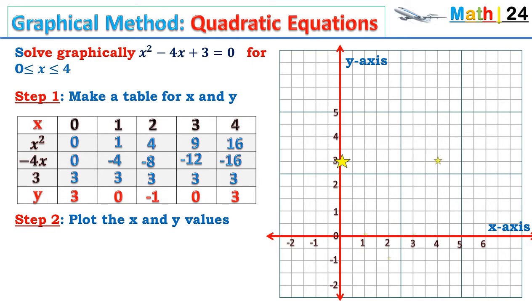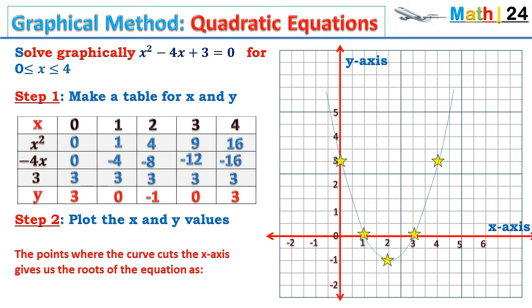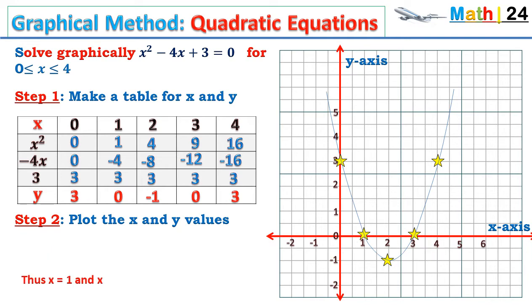We just link all these points with a smooth curve. Do not use a ruler to link the points. Use a smooth curve, and this is what we are going to obtain. This curve has a valley shape, so it has a minimum value. The points where the curve cuts the x-axis give us the roots of the equation, so we have x equals 1 and x equals 3 being the roots of this quadratic equation.